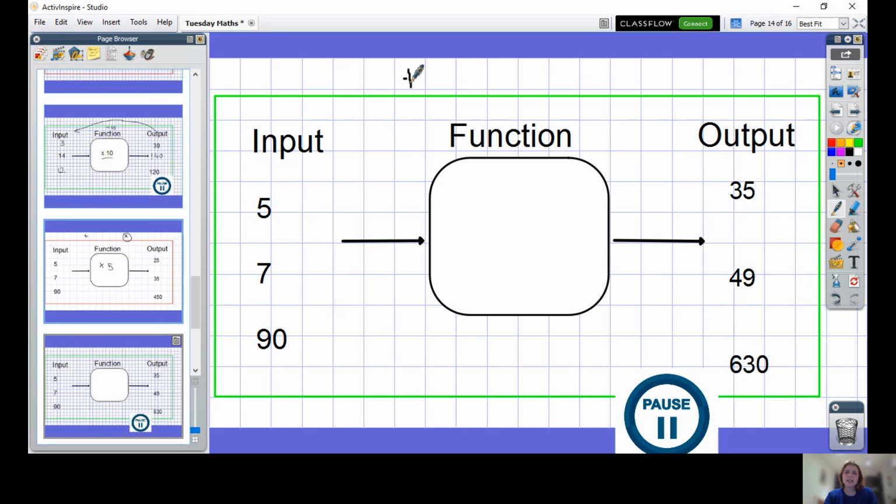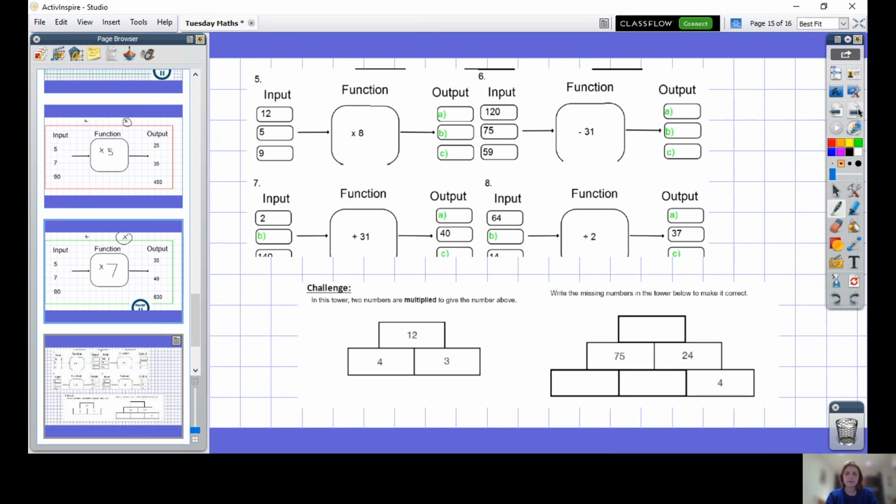The first thing you should have seen is that your numbers are getting bigger, so you're either adding or multiplying. You then hopefully would have realised that you are not adding because it does not increase by exactly the same amount each time. You were in fact multiplying. 5 multiplied by 7 makes 35, 7 multiplied by 7 makes 49, and 90 multiplied by 7 makes 630. Well done if you got that one correct.